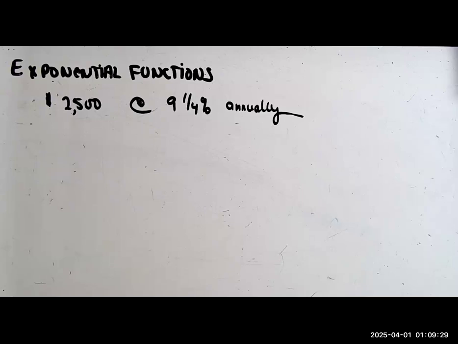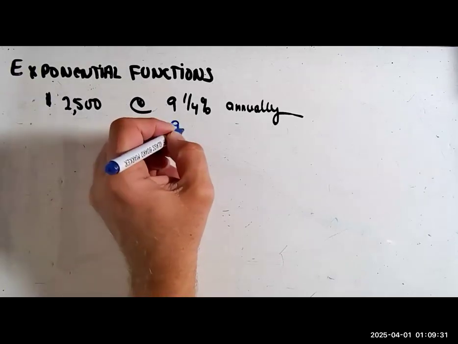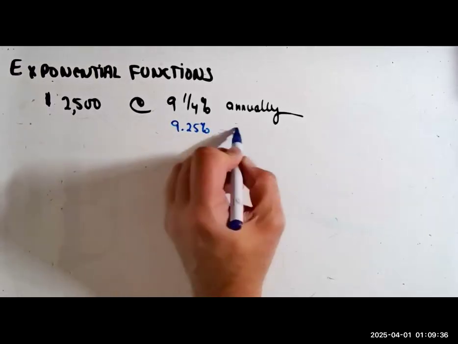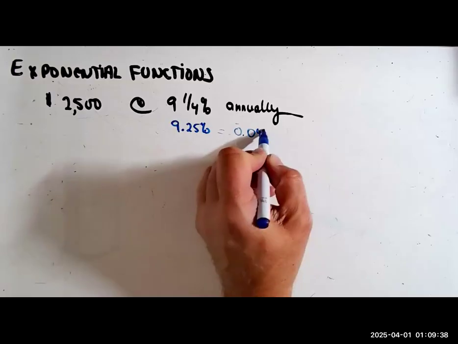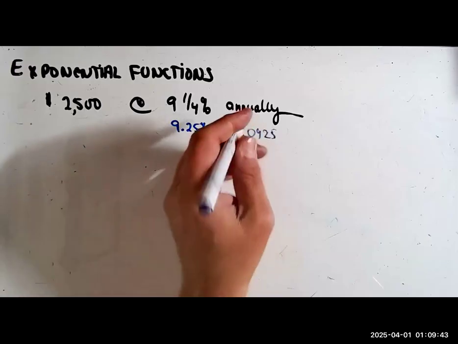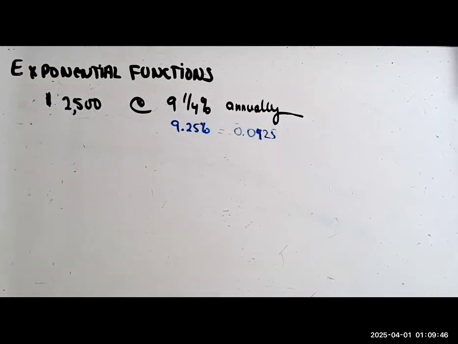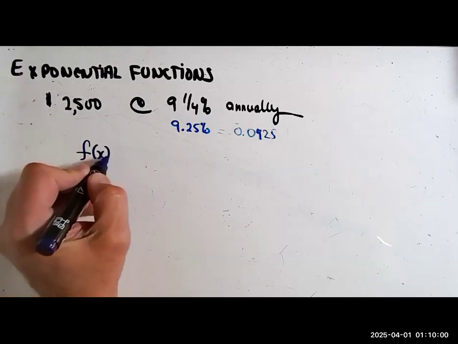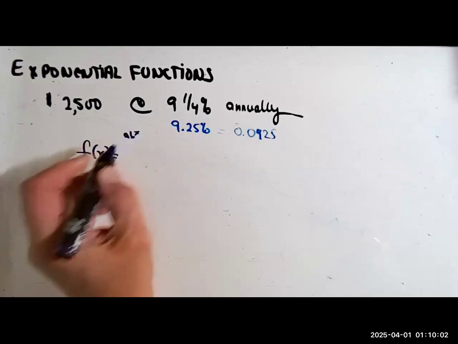We know that 9.25% is the same thing as 9.25 divided by 100, that would be 0.0925. Okay, so what would be my model? It's exponential because it's growing on a percentage base. So it has to be a model of the form f of x equals AB to the x.